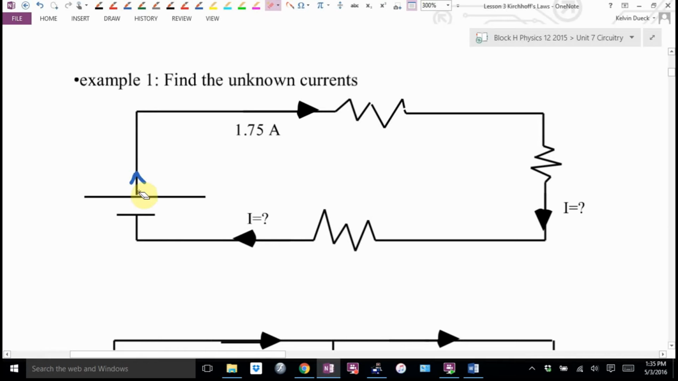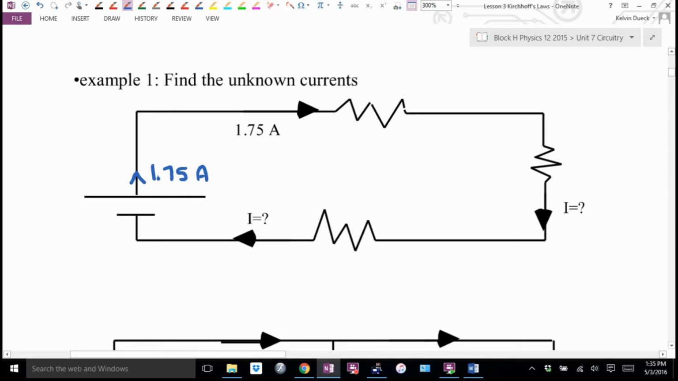How many amps are leaving the chairlift? I don't know. How many amps right here? I don't know. How many amps right here? I don't know. How many amps must be right here? 1.75 amps. How many amps must be right here? 1.75. You know how many amps are leaving the chairlift? I'll fill that in just because it's something I'm always interested in.